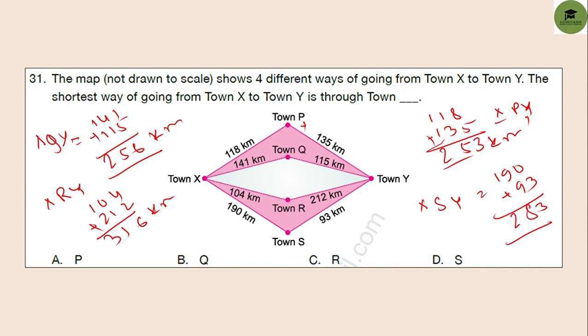If you see XPY, it will be less, 253. So the shortest way is via town P. So option A is your correct answer. Okay.